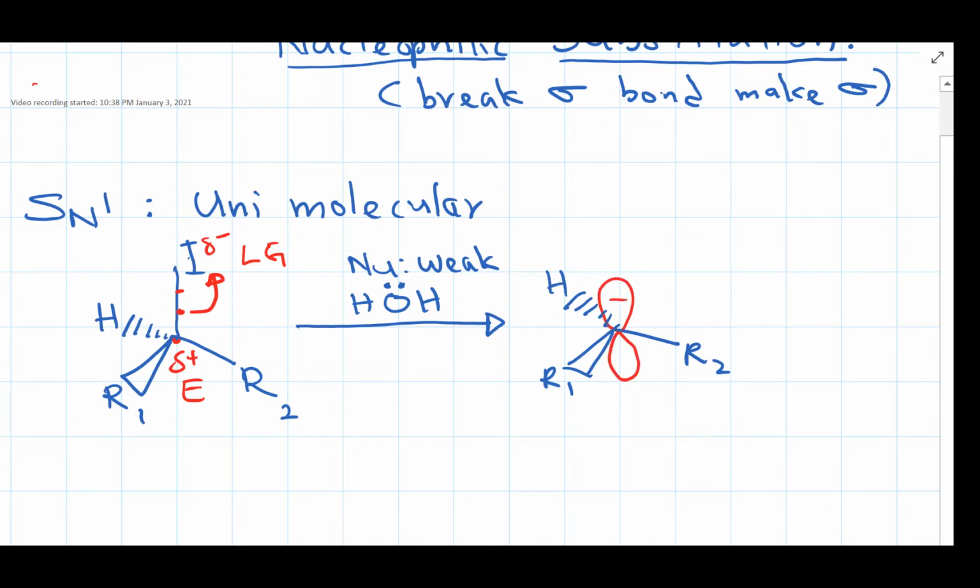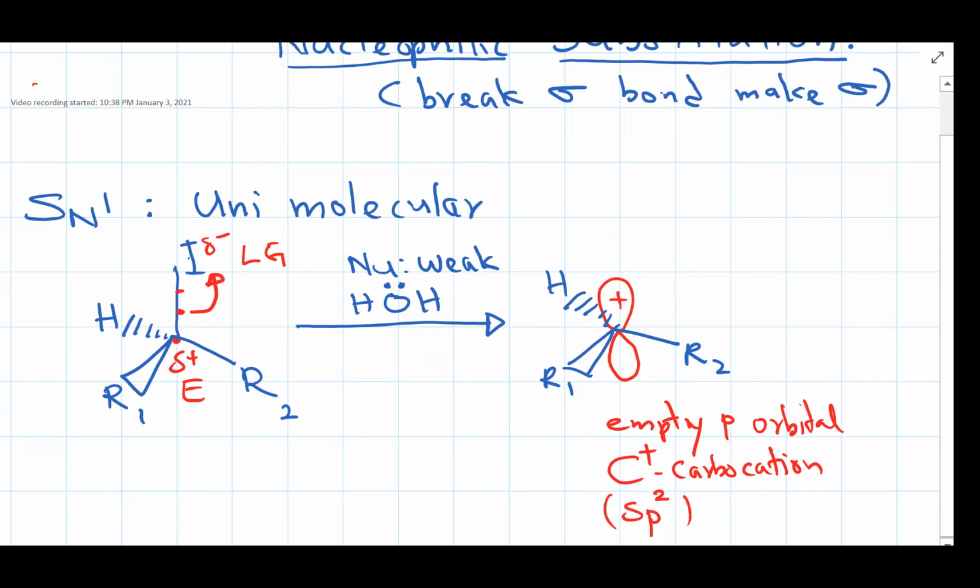Because we broke the sigma bond at the top, it ended up with an empty p orbital. That's why the p orbital has the plus sign: there are no electrons in it, so we call it an empty p orbital. Another thing to remember: this molecular species is an ion called the carbocation. The carbocation is sp2, which is trigonal planar.